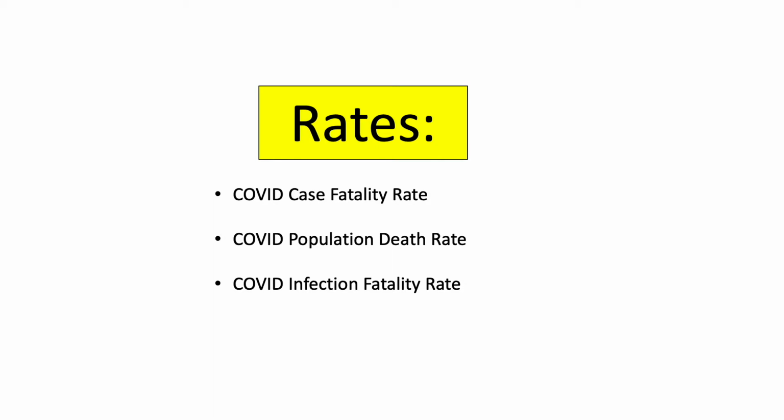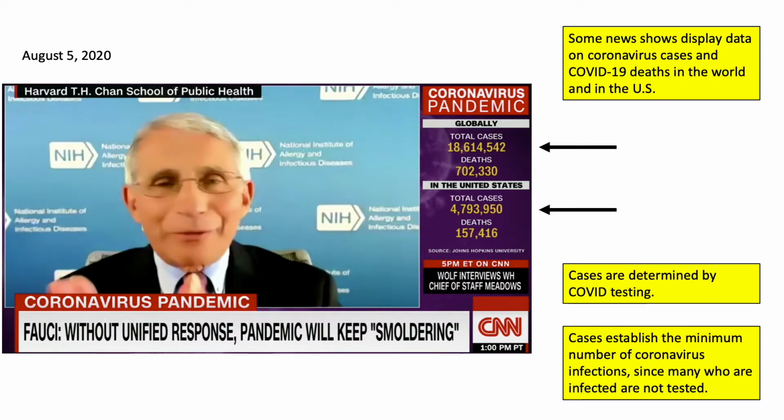First, rates. We'll look at the three different kinds of rates: case fatality rate, population death rate, and infection fatality rate, and the differences between them. You may have noticed that on some news broadcasts, they have a running total of the total cases and deaths, both in the world and the United States. Cases are determined by testing. Cases establish the minimum number of coronavirus infections, since many who are infected are not tested.